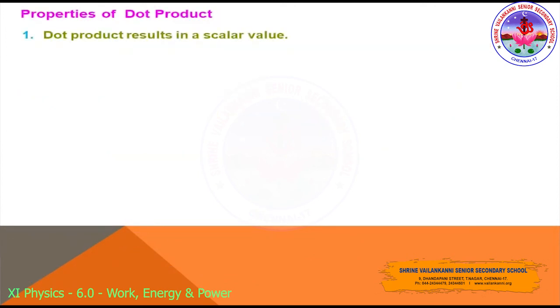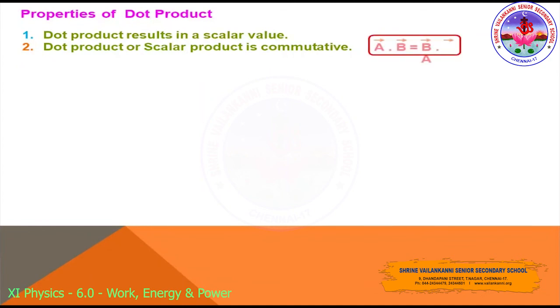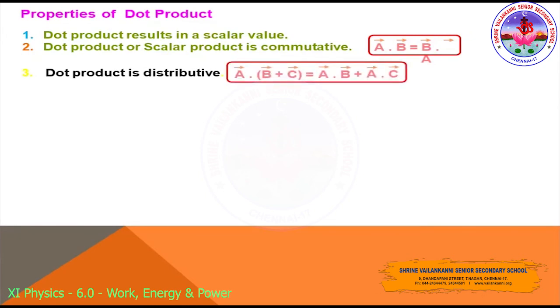See, the dot product results in a scalar value, and the scalar product is commutative in nature, so A vector dot B vector is equal to B vector dot A vector. So that is the commutative property. And it is a distributive property also. So A vector dot (B vector plus C vector) is equal to A vector dot B vector plus A vector dot C vector.